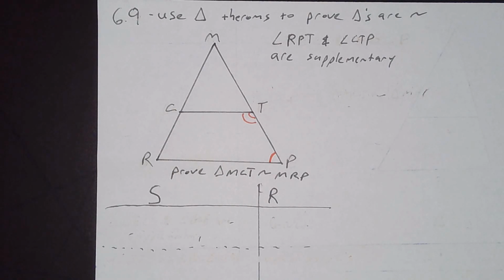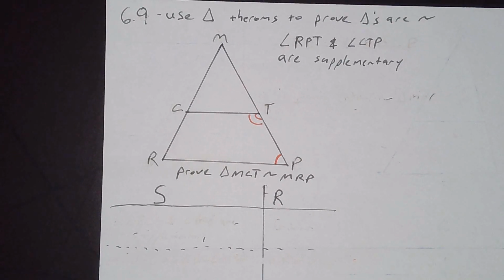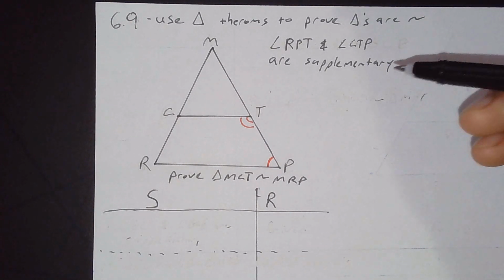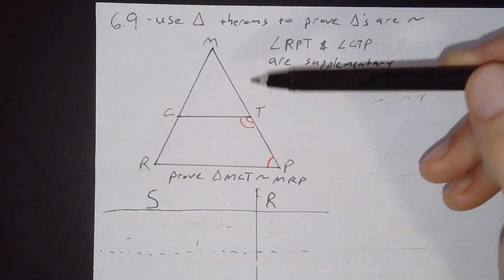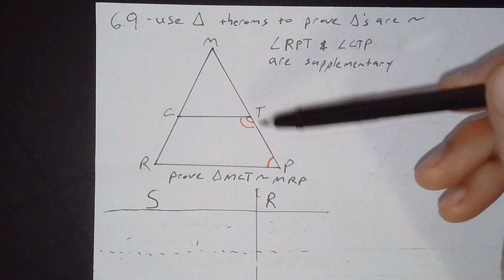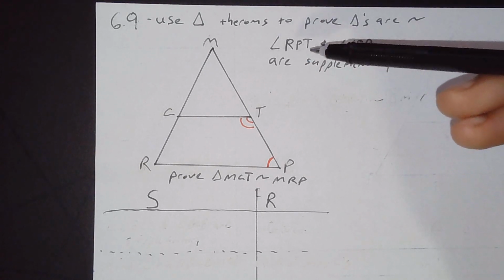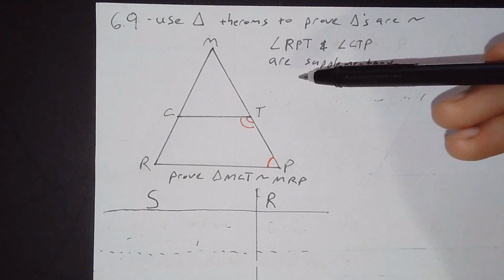Alright, so I'm at section 6.9 here, and it's again using triangle theorems to prove that triangles are congruent. These are just a little bit more complicated, and I have this triangle here. It looks pretty similar, but you may notice that there are no values here. All it tells me is that angle RPT and angle CTP are supplementary.